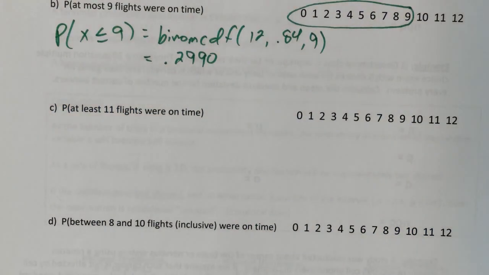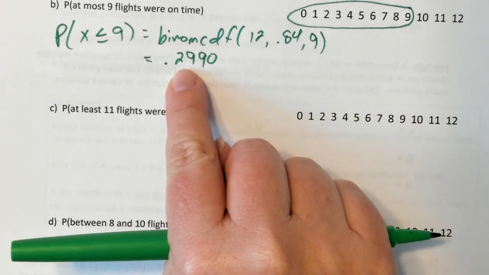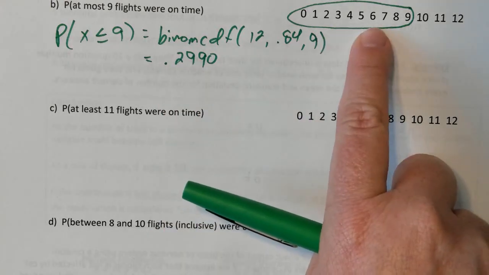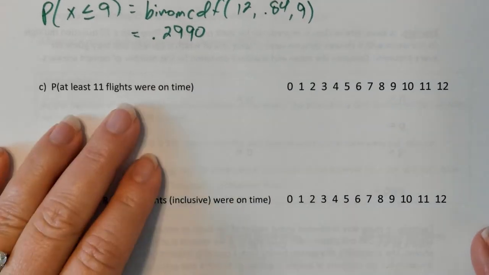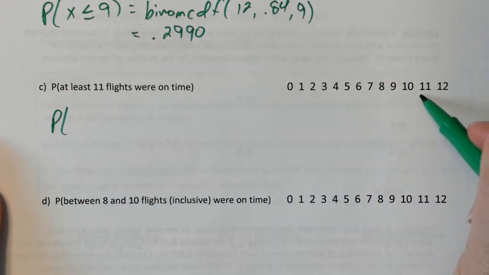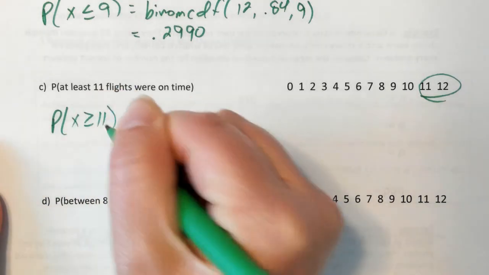That means if we did this trial 100 times, we would expect 30 times out of 100 that there would be up to 9 flights on time. Okay, at least 11 are on time. So at least 11 means 11 or more. So X is greater than or equal to 11.